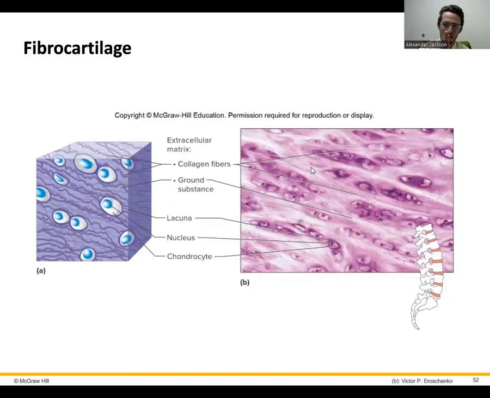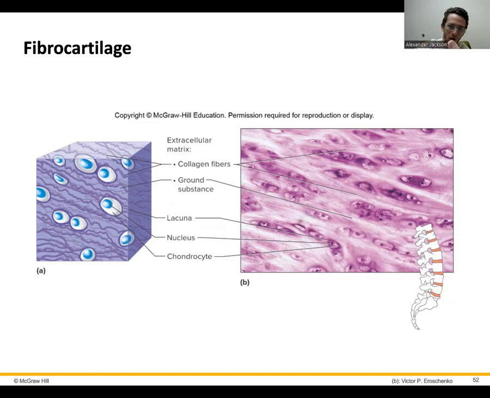And then fibrocartilage. This is the happy medium between hyaline and the elastic cartilage. These are found between your vertebrae and your intervertebral discs. So between your vertebrae and the discs, they're like little padding, similar to your meniscus, right? So this provides a lot of padding and support, but it's not too hard, right?